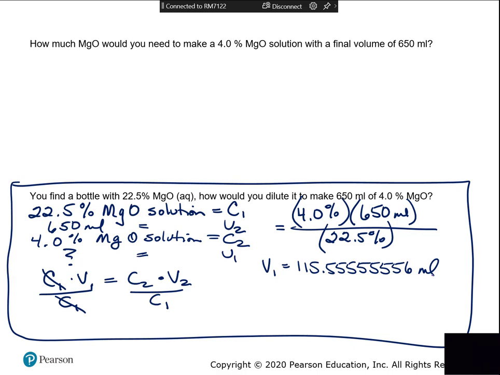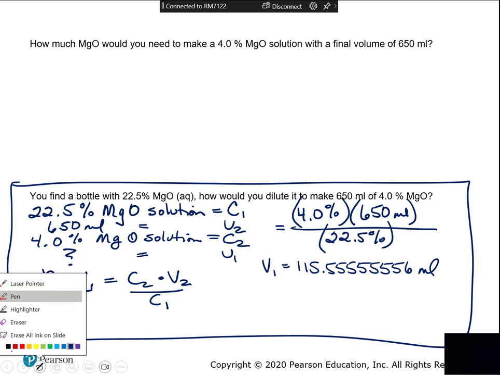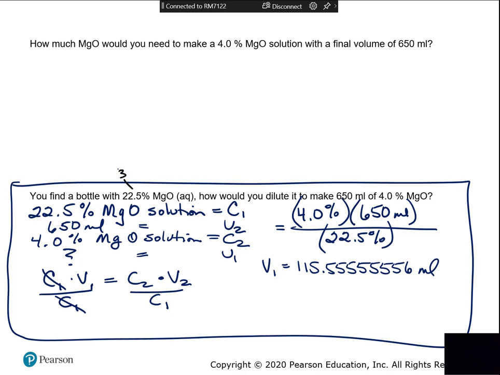So if I have to round this, 22.5% is how many significant figures? 3. So this one's 3. 650 is 2, and then 4.0 is 2. So I need to keep my answer at 2 significant figures. So the first 2 ones I keep, the next number's a 5. So what will that do? It'd round up to 120. So I would take 120 mLs of that 22.5% solution.